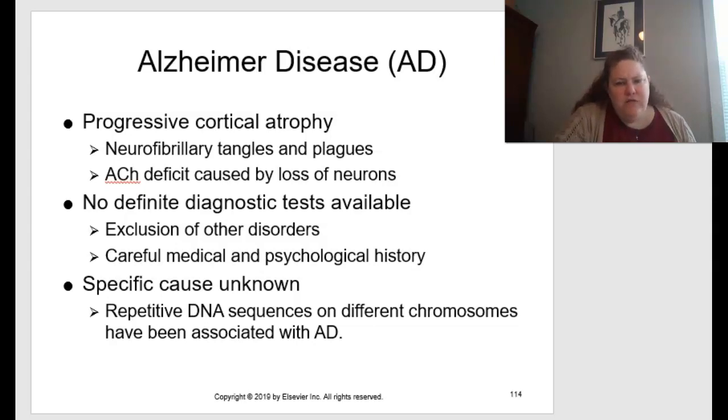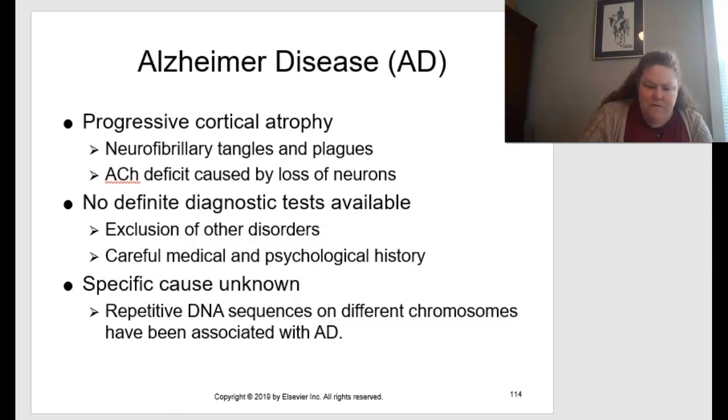We also have careful medical and psychological history that is going to be taken so that we can make sure that we are looking at and trying to do palliative treatment. The specific cause of Alzheimer's is unknown, and we do know though that there are repetitive DNA sequences on different chromosomes that have been associated with Alzheimer's disease.